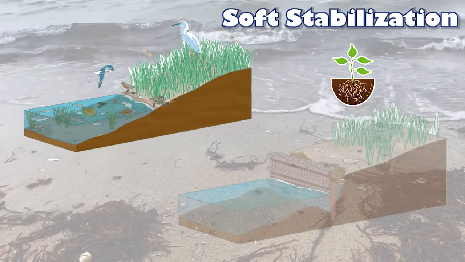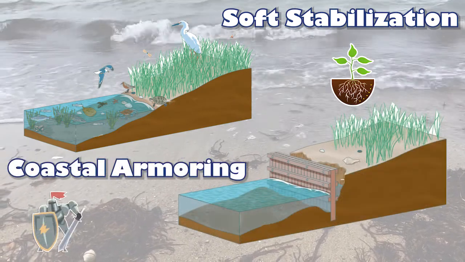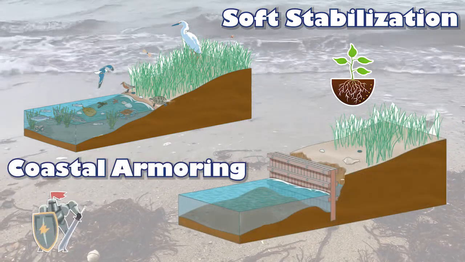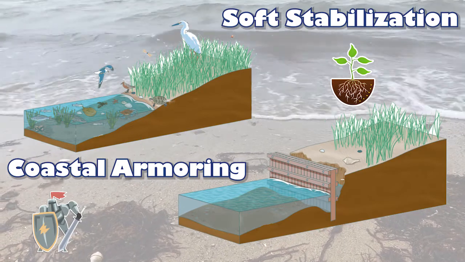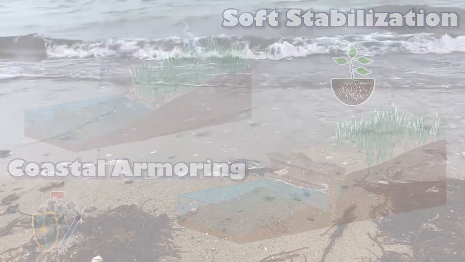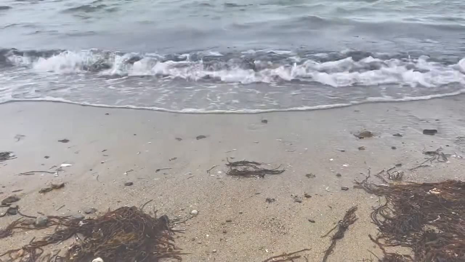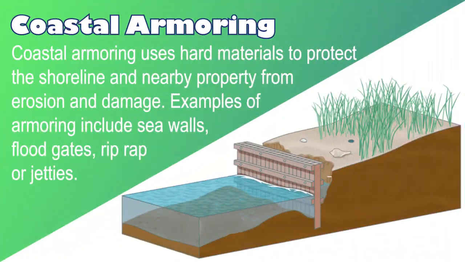Or, if there are buildings right up to the water's edge, then a seawall might be the best option. And that would be an example of coastal armoring. So let's dig into the three different solution types. The first method we want to show you is coastal armoring.